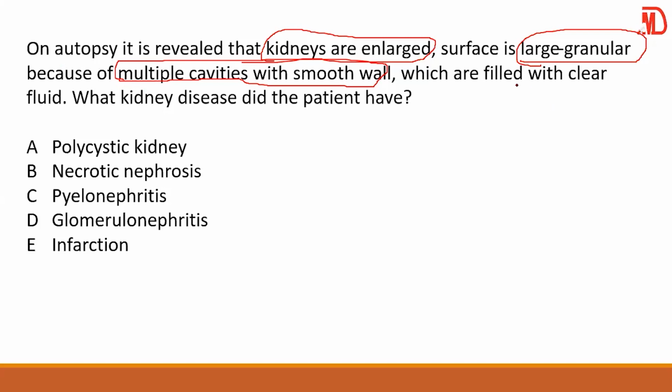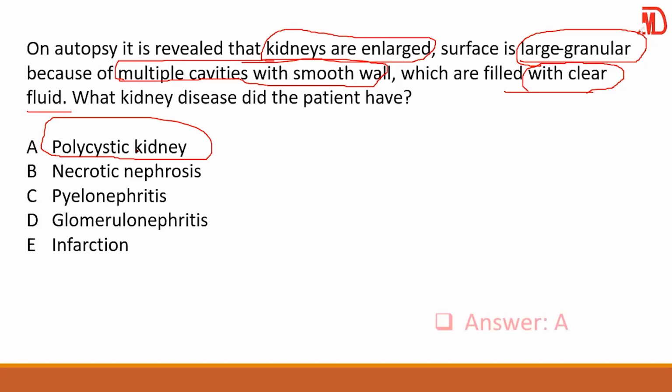And these cysts are filled with clear fluid. A clear fluid simply means a serous fluid, right? So what kidney disease? Of course, polycystic kidney. That means many cysts or multiple cysts, kidney of multiple cysts, also known as polycystic kidney. That's why I say sometimes your answer is in the question. So your answer is A.